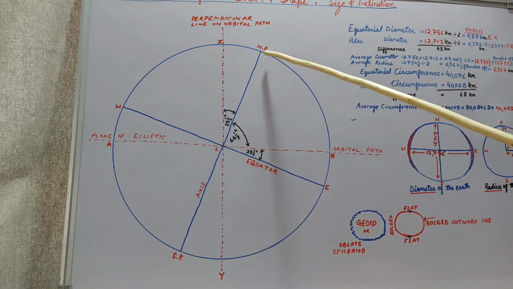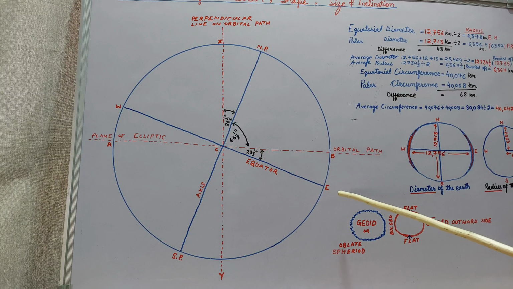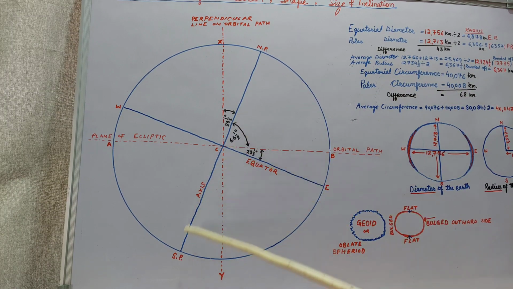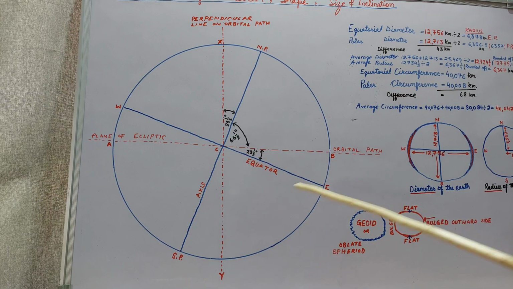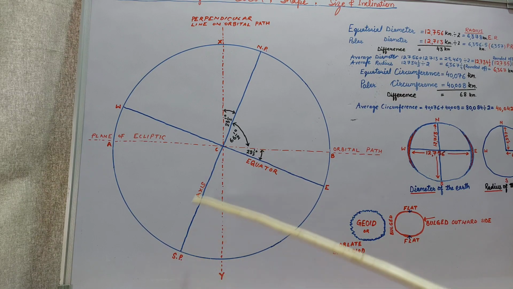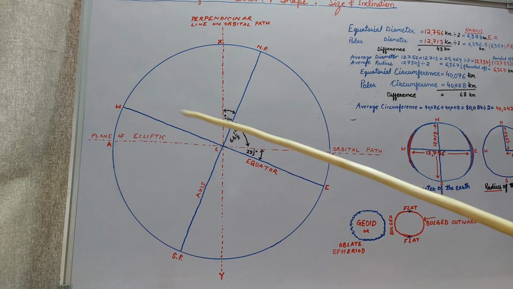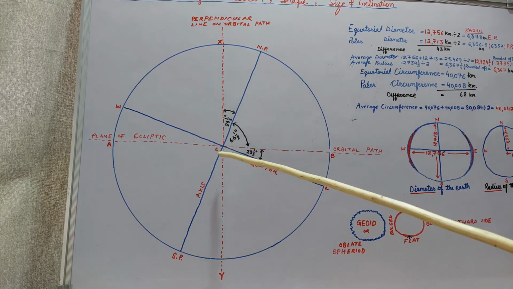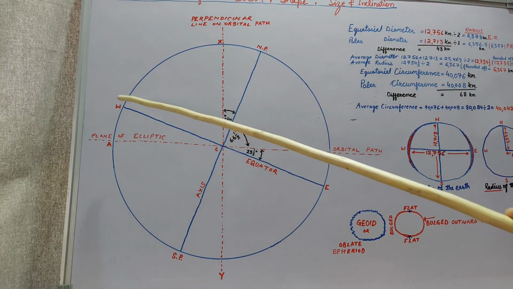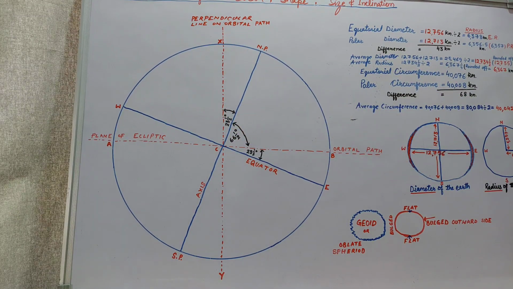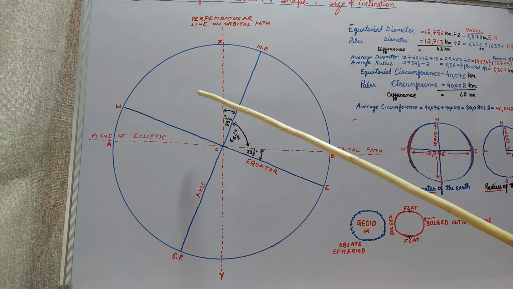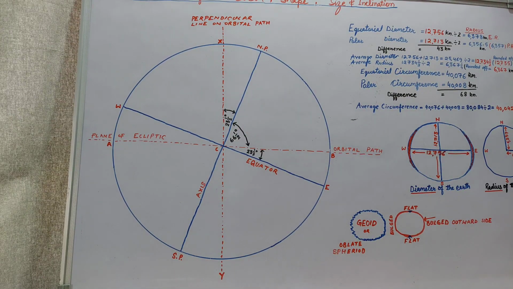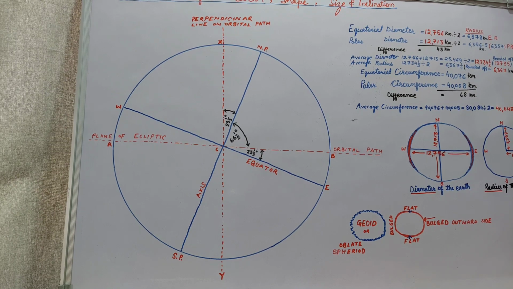Similarly, if we see North Pole to center and east, this is a 90 degree angle, and east to center and South Pole, it is again 90 degree angle. If you see South Pole to center and west, it is also 90 degree angle, and similarly west to center and North Pole, it also becomes 90 degree angle. So similarly, 90, 90, 90, 90, 4 times 90 is equal to 360 degree.